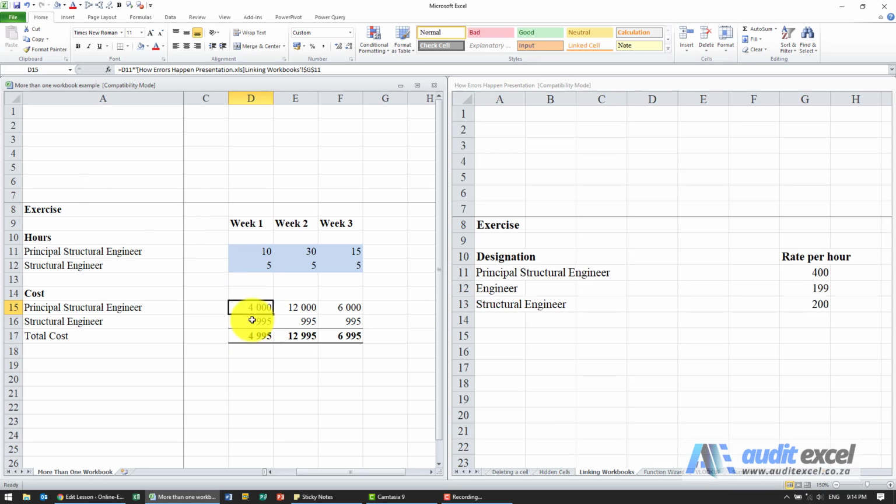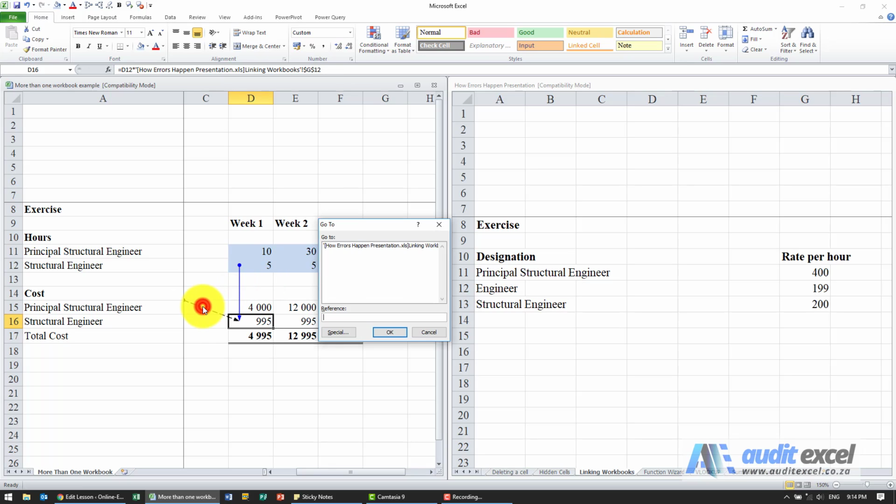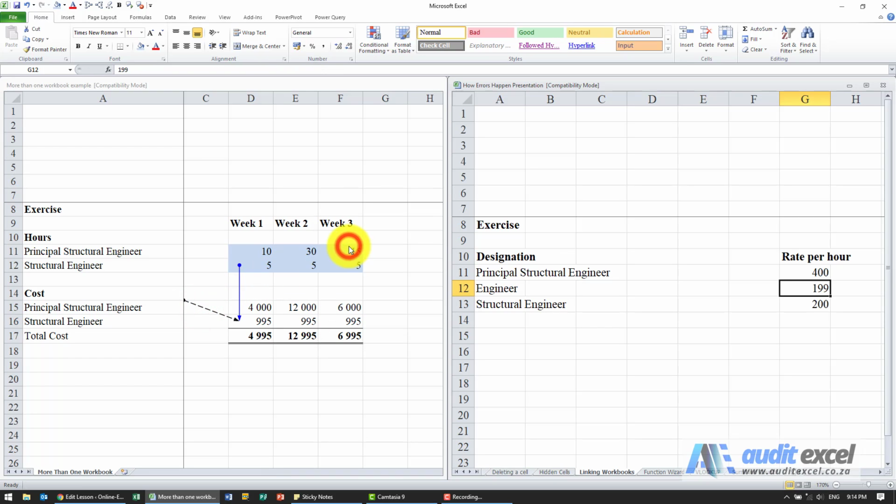And what you'll notice is that suddenly this structural engineer, the numbers don't make sense. And that's because Excel's taking the 5 hours and it's looking at cell G12. Because when this was closed, you told it to look at G12, you then closed it down. And what you've got here is it does not know that you inserted a line.